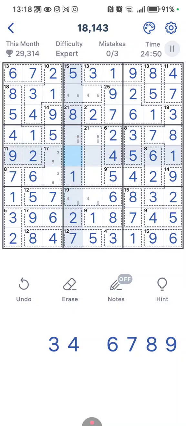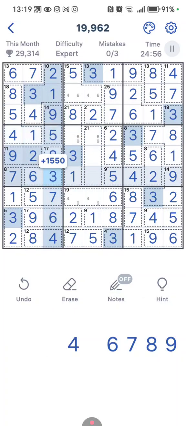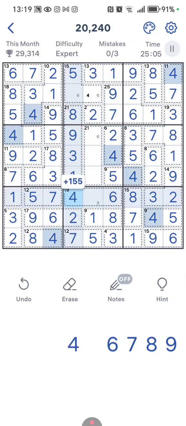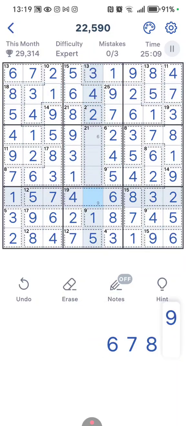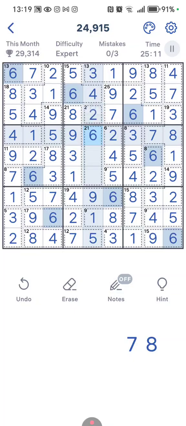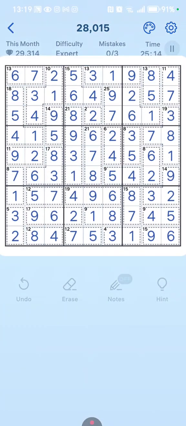So 1, 2, so this has got to be 3, right? That gives us a solution here. So 11 plus 1 means this is 9. Let's clear this up. Which means we're down to two numbers, 7 and 8. That's 7, that's 8.